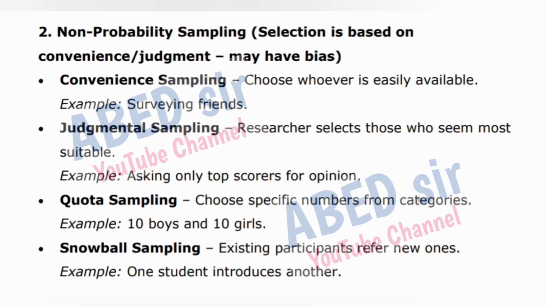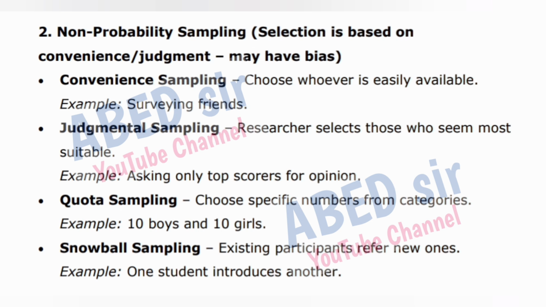2. Non-probability sampling. Selection is based on convenience or judgment and may have bias. Convenience sampling: choose whoever is easily available. Example, surveying friends. Judgmental sampling: the researcher selects those who seem most suitable. Example, asking only top scorers for opinion.